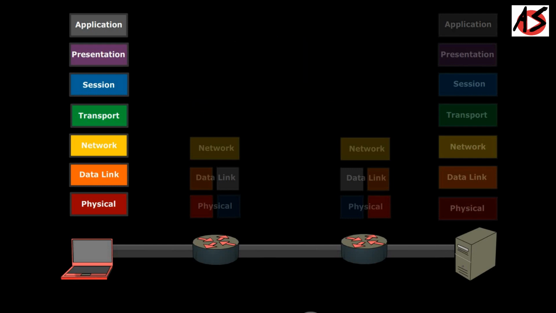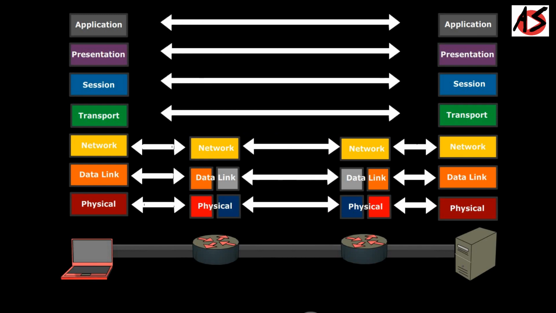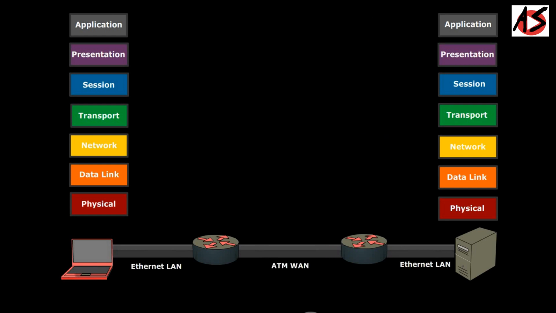Each node talks to the corresponding layer of the destination node. All layers add control information to the data coming from the layer above. The receiver reads all this information in the corresponding layer. Let's take an example to understand all 7 layers of the OSI protocol stack in detail.